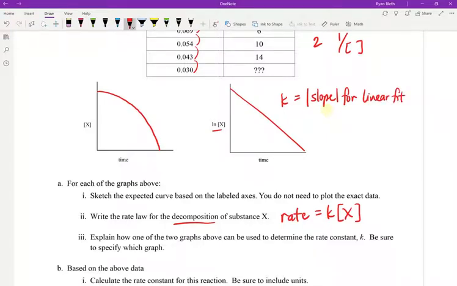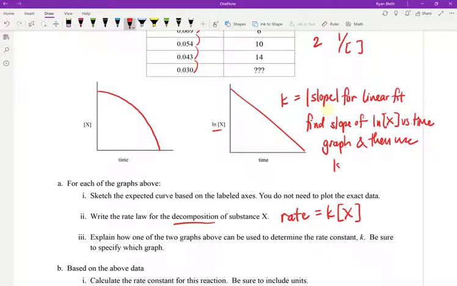So I would want to find the slope of the natural log of X versus time graph, and then use the absolute value of the slope to find K. So explain, I don't actually have to do the calculations.